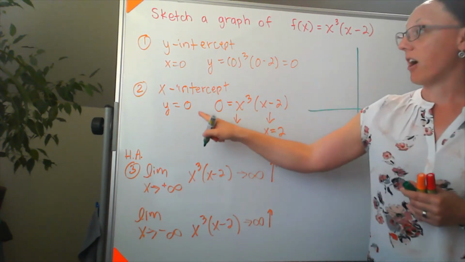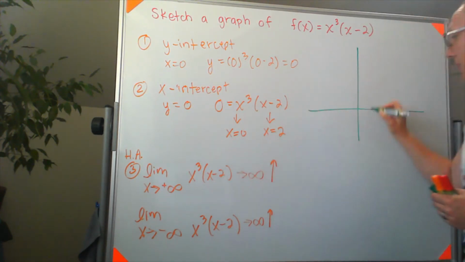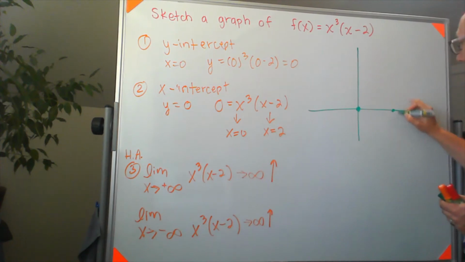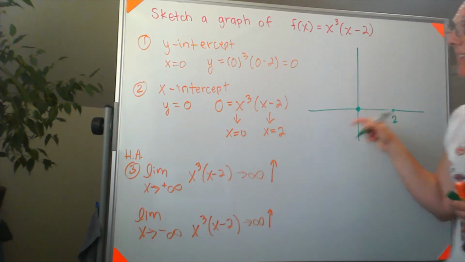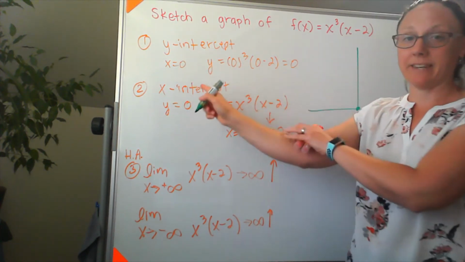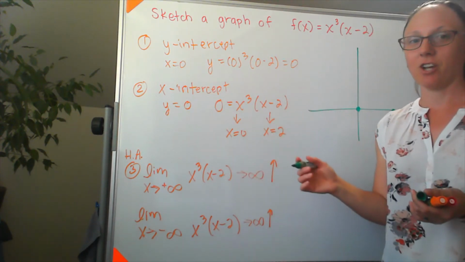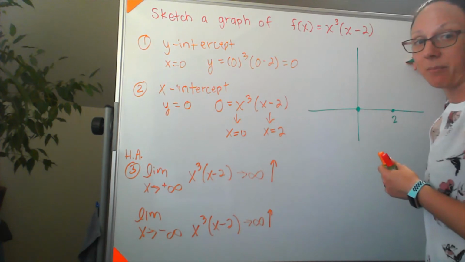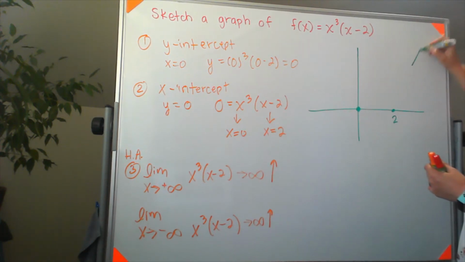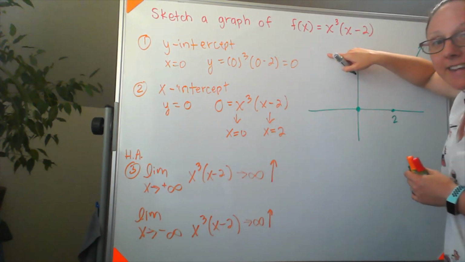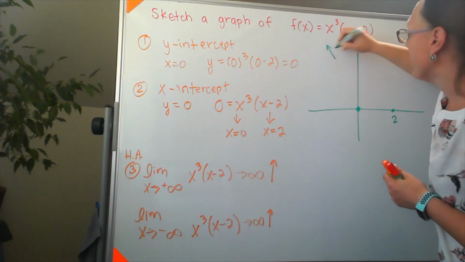I know that I've got x-intercepts at 0 and 2. And I know that I've got a y-intercept at 0. Well, that one's already on my graph. And I know that end behavior. So on the far right-hand side of my graph, I've got to be headed up. And on the far left-hand side of my graph, I've also got to be headed up.